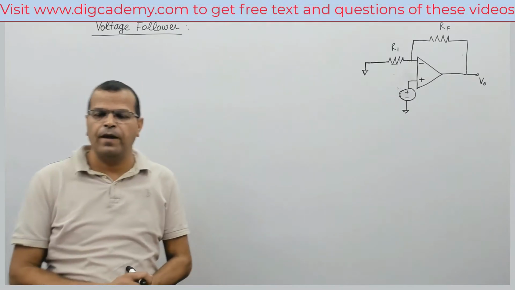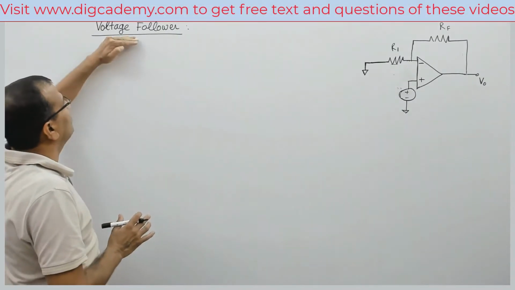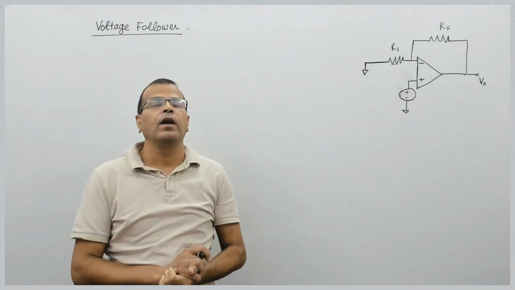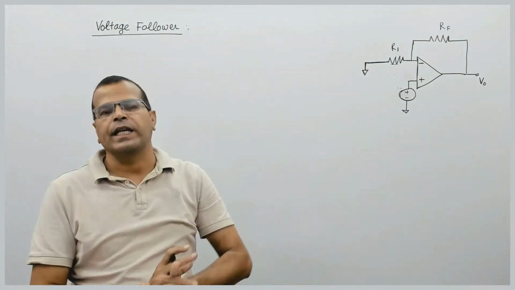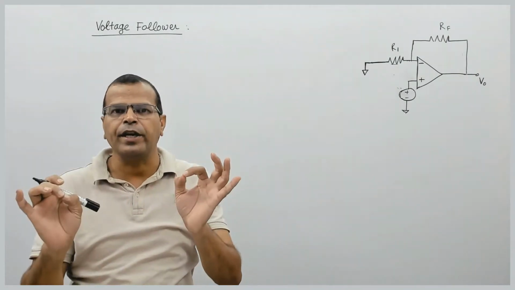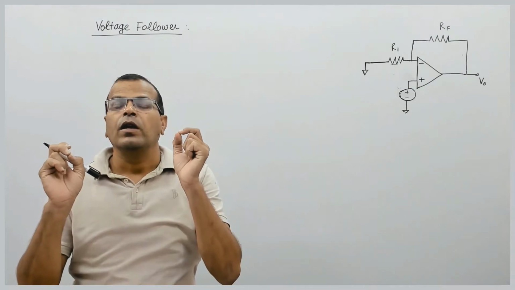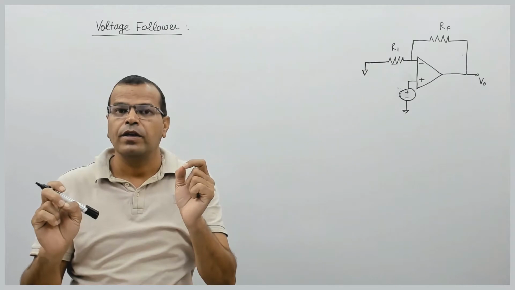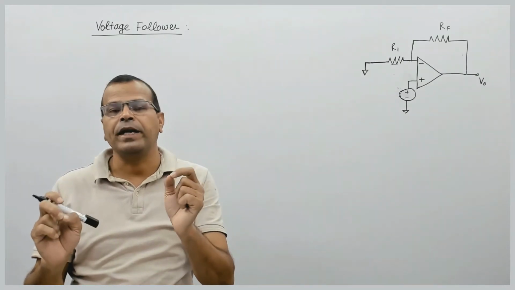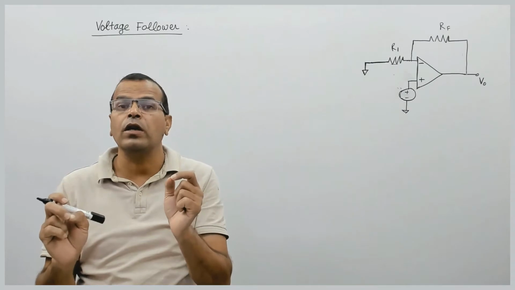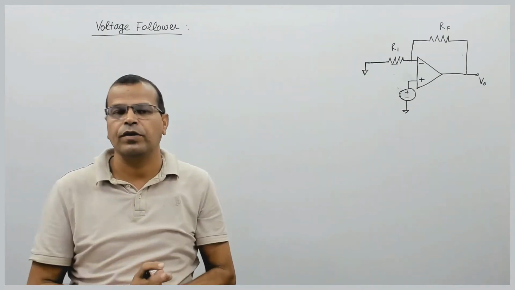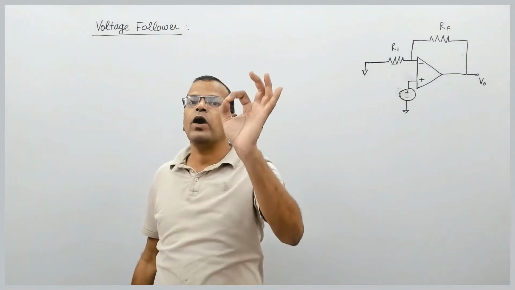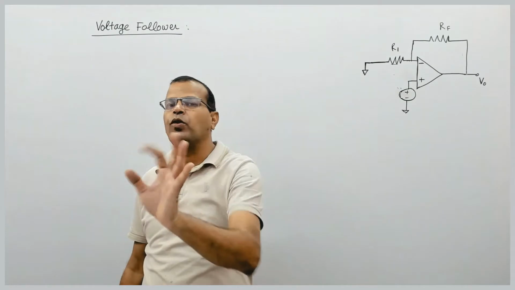Hello friends, now we will discuss a small topic of operational amplifier, that is the voltage follower circuit. The voltage follower circuit is a special case of the voltage series feedback amplifier, which is implemented using the non-inverting configuration of an opamp. Or we can say it is a special case of a non-inverting amplifier based on opamp.